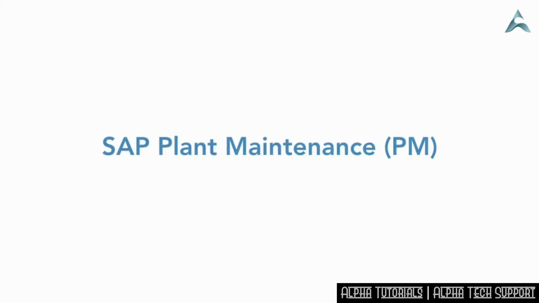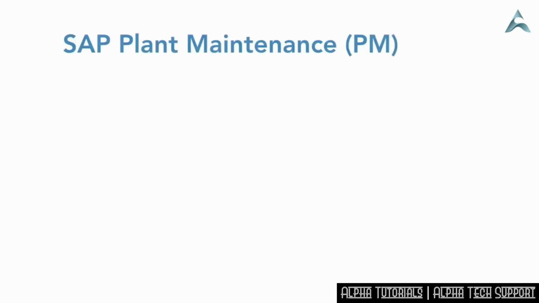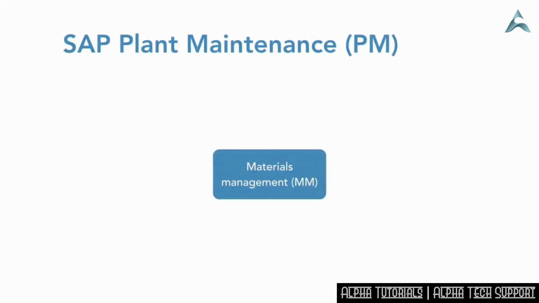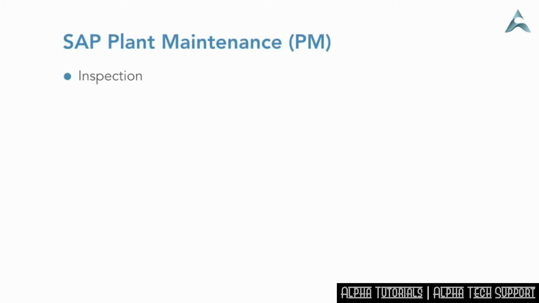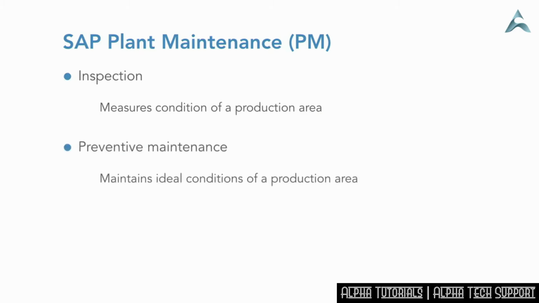The SAP Plant Maintenance, or PM module, functions to keep a plant working at the highest level possible. Plant maintenance has 3 major pieces: inspection, preventive maintenance, and repair. The first area of PM we'll look at is inspection. Inspection measures the actual current condition of a production area. Next, preventive maintenance is used to maintain the ideal condition of a production area.